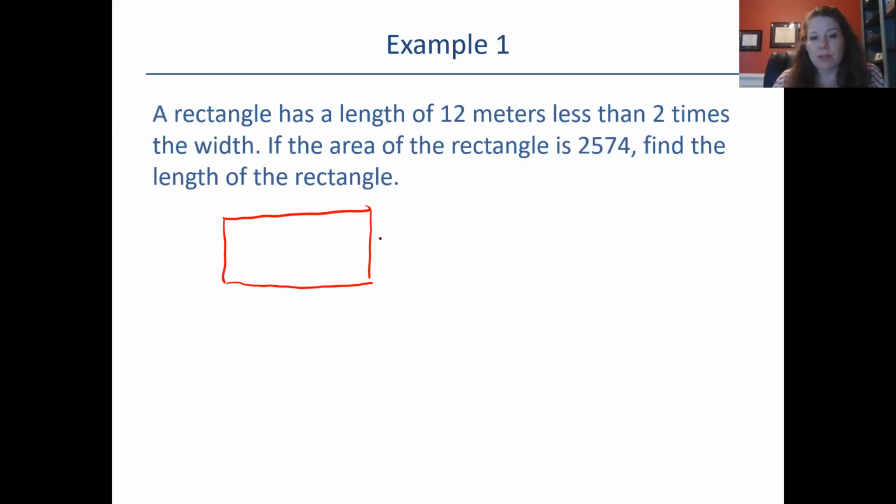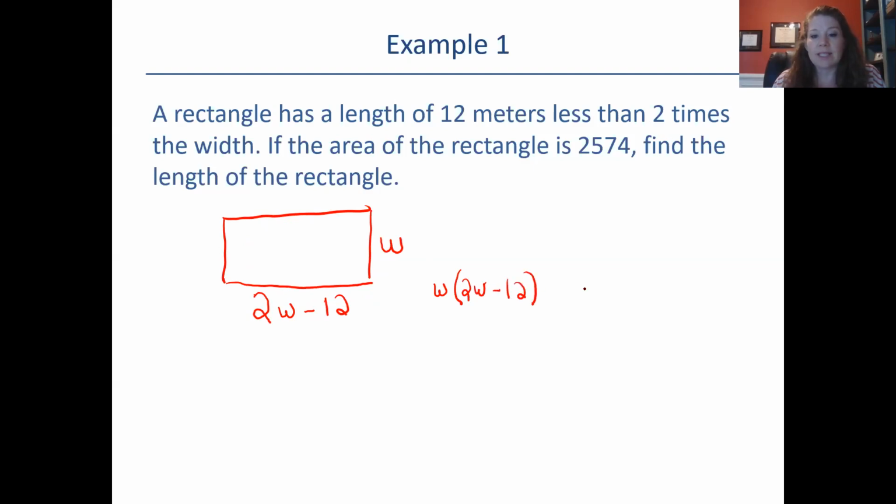With a lot of problems we've done with rectangles, we don't know a lot about the width, so we'll call it W. But we know something about the length. The length is 12 less than twice this W. So how do you do twice W? 2W, and then 12 less than is minus 12. Then it tells us the area of this rectangle. How do you find the area? You multiply the length times the width. So the width is W, the length is 2W minus 12.